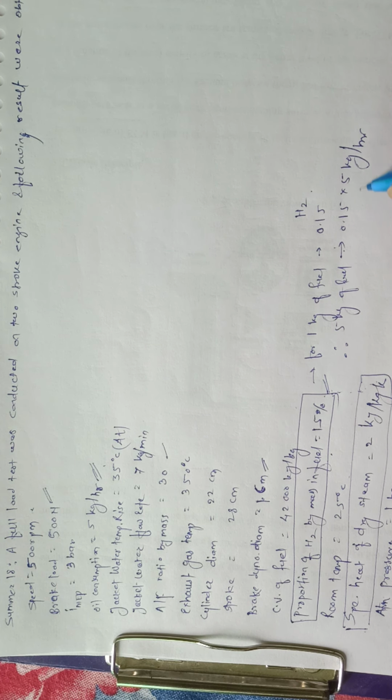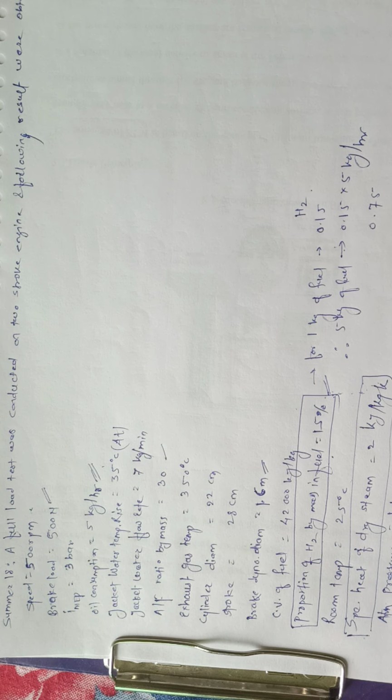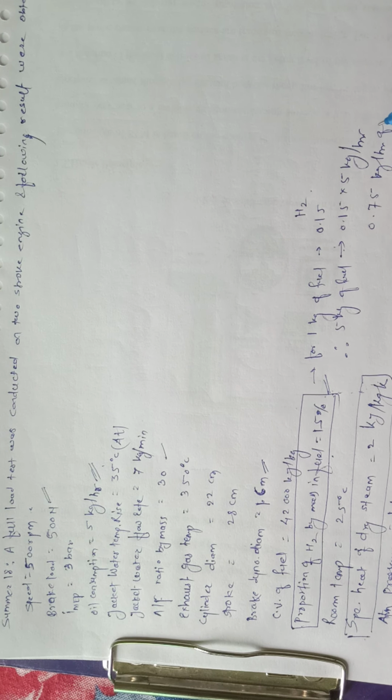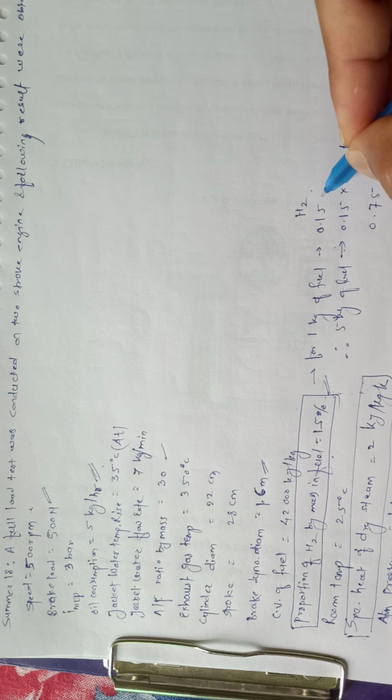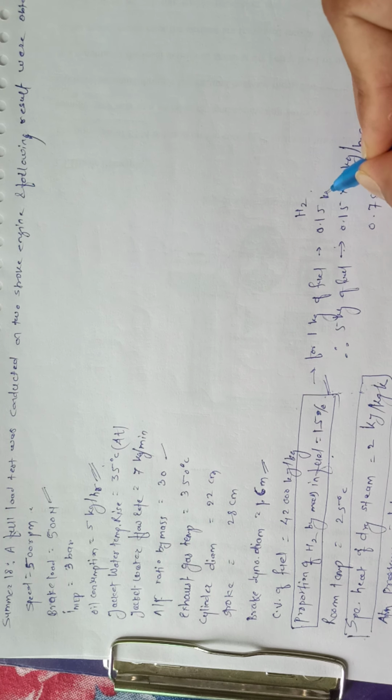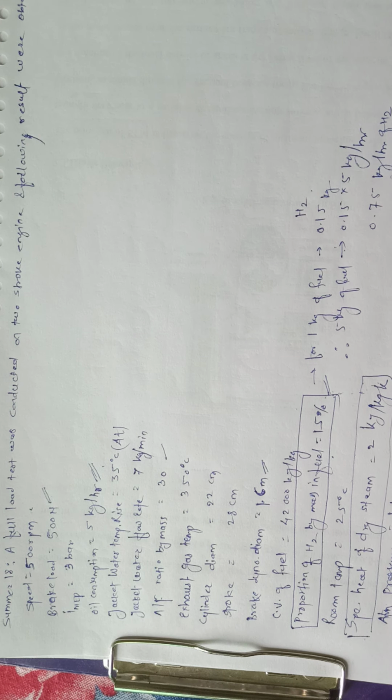So we are sending 0.75 kg per hour of hydrogen into the combustion chamber. Yes, 1 kg consists of 0.15 kg of H2, so therefore 5 kg will consist of 0.75 kg. Per hour we are sending that much amount of hydrogen into the combustion chamber.